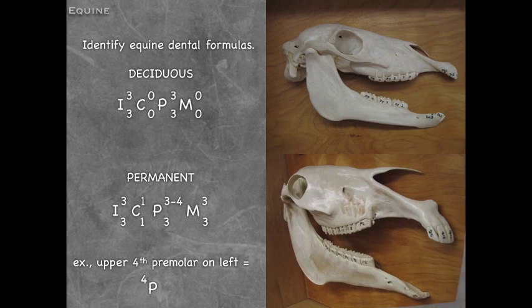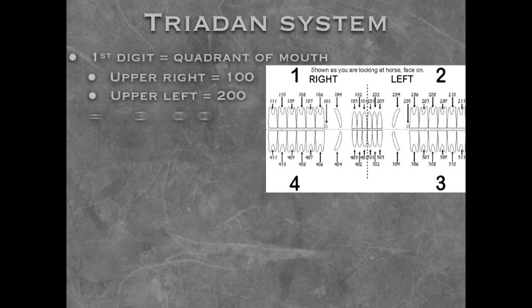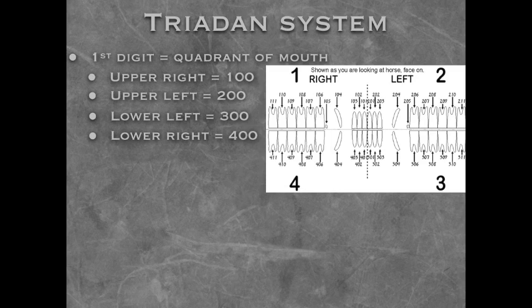What is being used more commonly now is the modified Triadan system. Once again, it's based on a full dentition of 44 teeth. The teeth are numbered by quadrant. So we start at the upper right with 100, upper left 200, lower left 300, lower right 400. So essentially we are going from your left to right, but it's going to be the horse's right to left, and then down, and then back across. So you're kind of going in a circular pattern here.